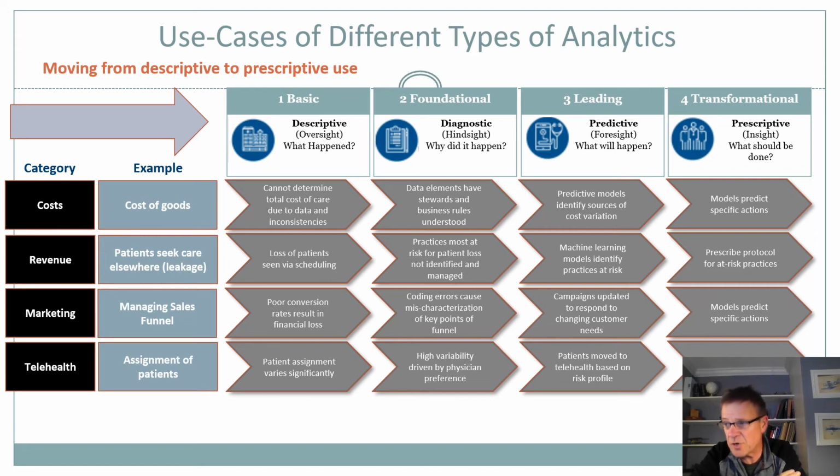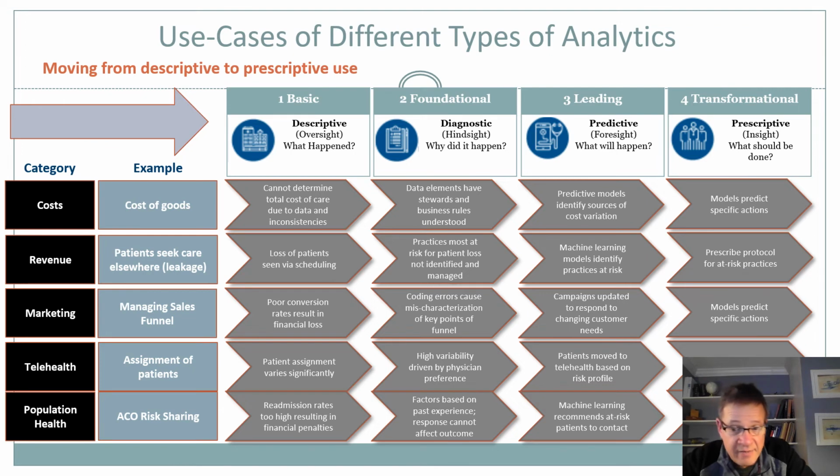Telehealth is an emerging area. You may have patients who aren't given access to telehealth who probably should be, or they're being assigned inconsistently. And then as you're able to improve that, you're able to get patients on telehealth who are in the appropriate risk profile to take best advantage of it.